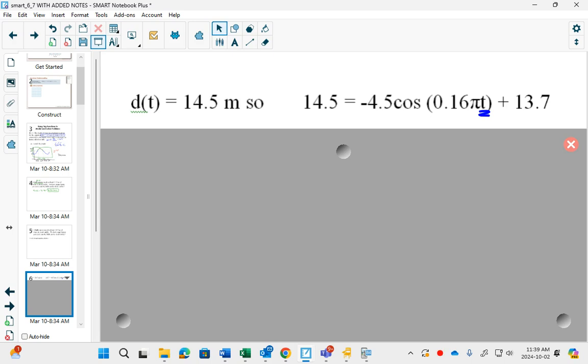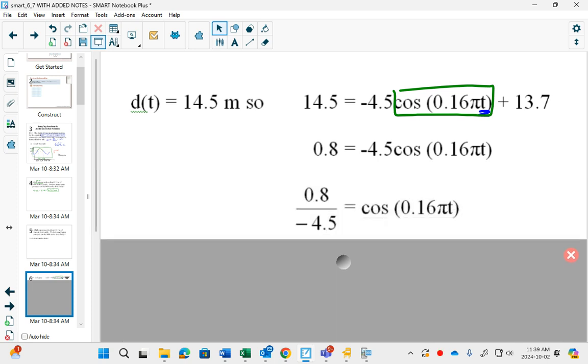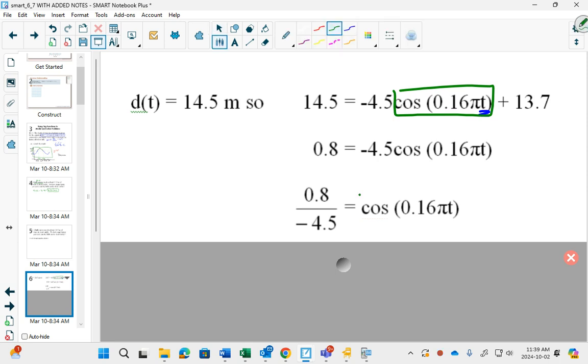So what does that mean? Well, we have to get t by itself. So first of all, I'm going to get the cos by itself. Well, how would I do that? I move the 13.7 over, I divide by negative 4.5, and that would get my cos by itself. Now this is a little bit ugly inside. If this was just cos theta, wouldn't it be easier? Because then you know how to solve cos theta questions. You do cos inverse of both sides.